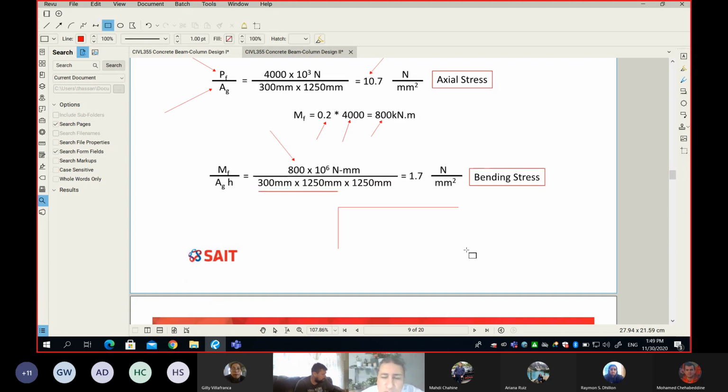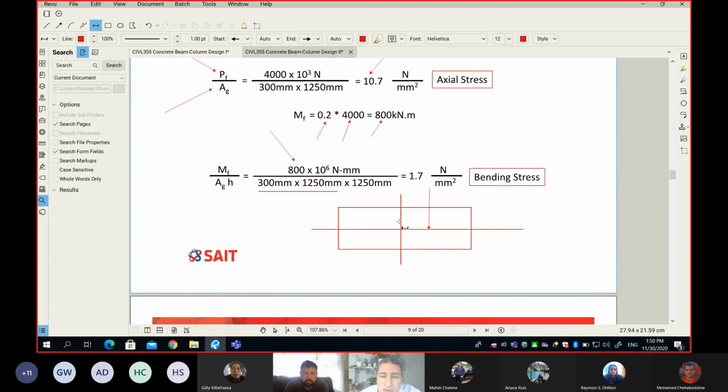Let me show you. Here is your column, and this is the center, or the centroid, of your column. The axial force is acting here, and this dimension from here to there is 200 mil. This is the eccentricity. So your moment will be along the strong axis. And where is my H? My H will be from here to there, which is 1250.